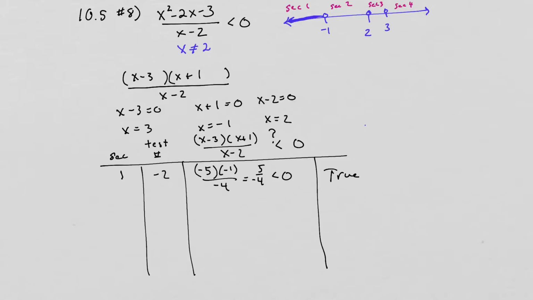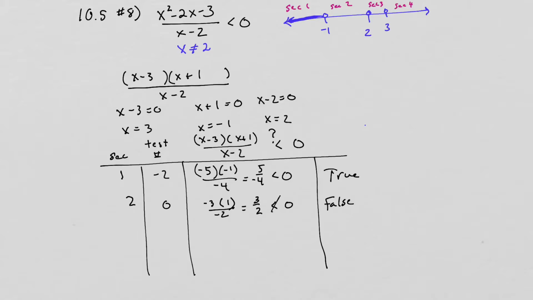Now I'll go ahead and pick a number from section 2. So we're looking between negative 1 and 2. I can pick x is 0 for that. So in section 2, I'll pick x is 0, plug that into my inequality. I have negative 3 times 1 over negative 2, which is negative 3 over negative 2, which the negatives cancel, and you get positive 3 over 2. That is not less than 0. So we don't want to include section 2 in our answer because it makes the inequality false. Any number from section 2 would make the inequality false.